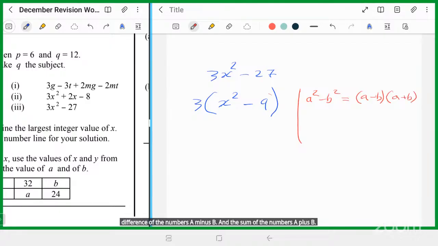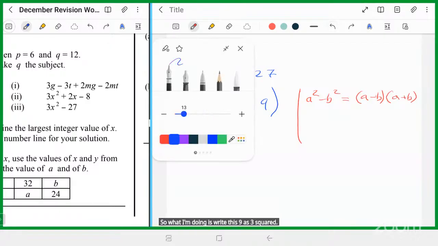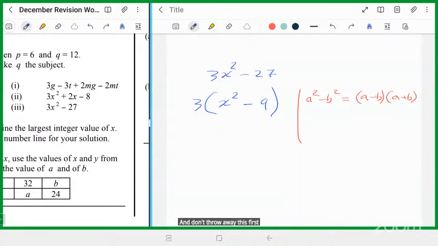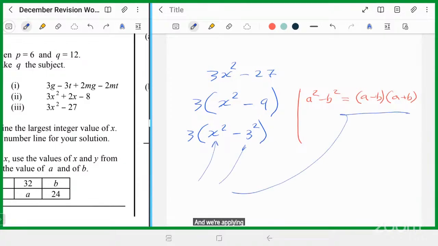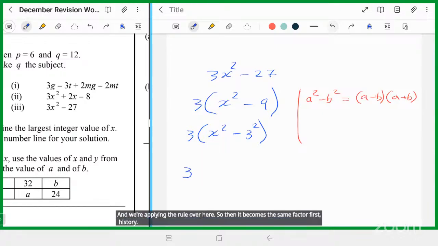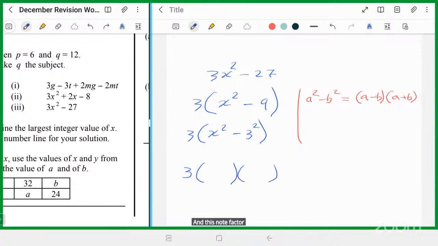So what we're doing is write this 9 as 3 squared. And don't throw away this first factor of 3. 3 into, this remains x squared minus this becomes 3 squared. So this is like the a now and this is like the b. And we're applying the rule over here. Alright, so then it becomes the same factor first is 3. Then this now factorizes into the difference of these two numbers first, which is x minus 3. And the sum of those two numbers, which is x plus 3. And that is it. You're factorizing completely.